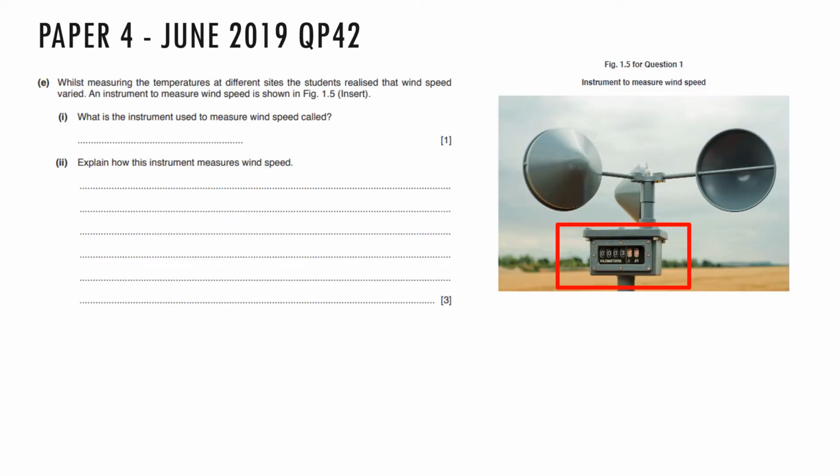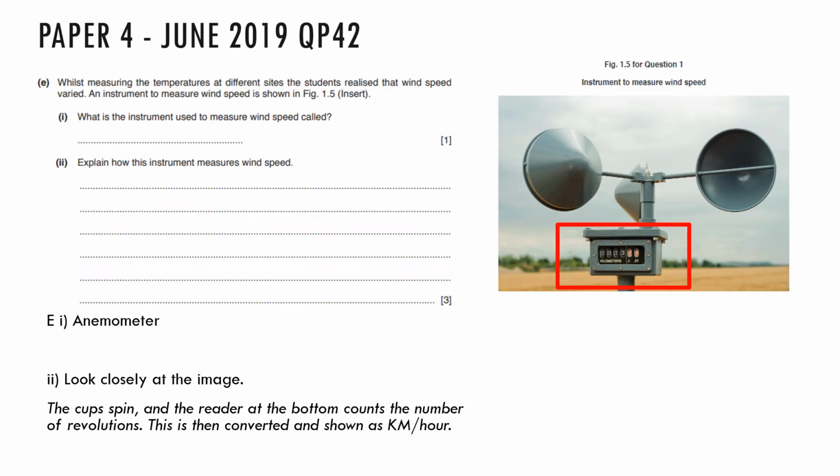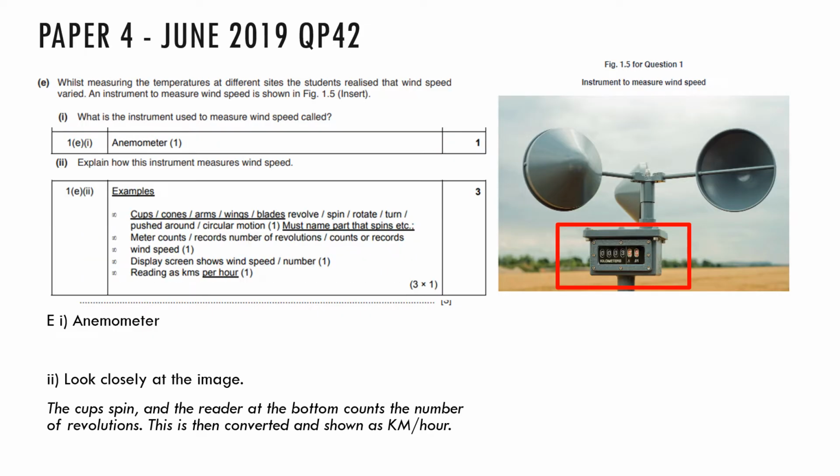Like I said, some of these questions could also appear in paper 4, the geographical investigation. Here, you're required to identify the wind instrument, an anemometer, and then explain how this instrument measures wind speed. Well, use the image as some clues. You can see there are cups that obviously are going to spin, and there's some sort of display at the bottom. Check the units. With that information, you can write quite a quick but detailed answer. For example, the cup spins, and the reader at the bottom counts the number of revolutions. This is then converted and shown as kilometers per hour. If I check my answer against the mark scheme, yep, the first answer is correct. Yep, cup spin, brilliant. A meter counts the number of revolutions, brilliant, and displays the units, which are kilometers per hour. Fantastic, 3 marks.